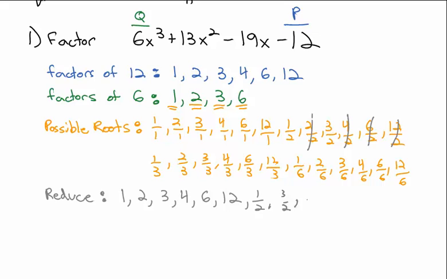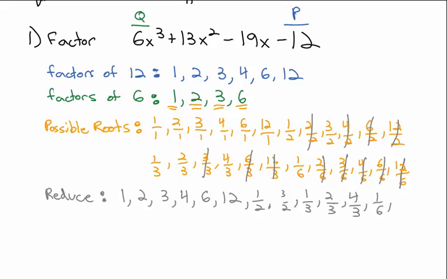We have that. 1/3, that's a new one. 2/3, that's a new one. 3/3, that reduces to 1. We have that. 4/3. 6/3 reduces to 2. We have that. 12/3 reduces to 4. We have that. Then there's 1/6. 2/6, which reduces to 1/3. We have that. 3/6 reduces to 1/2. We have that. 4/6 reduces to 2/3. We have that. 6/6 reduces to 1, and 12/6 reduces to 2. So we'll cross that one out also.